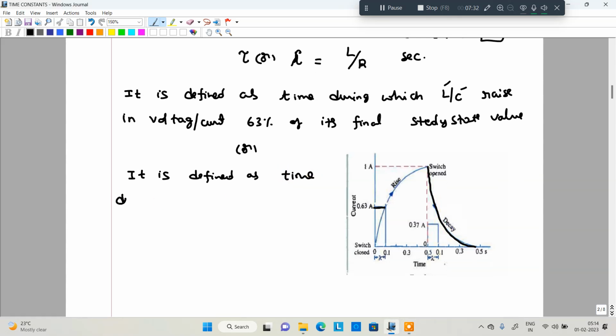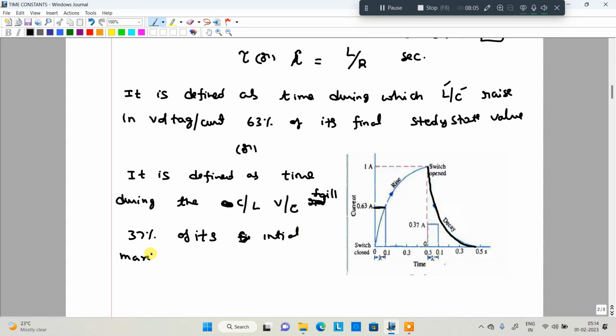It is defined as the time during which the capacitor or inductor voltage or current falls to 37% of its initial maximum value. That is about the time constant in the decaying case.